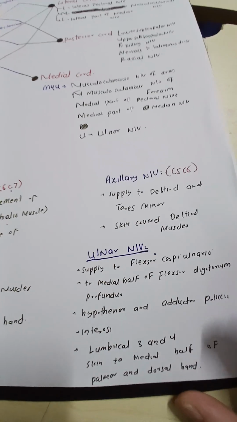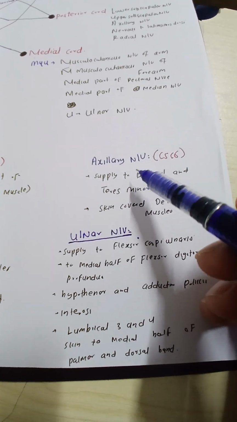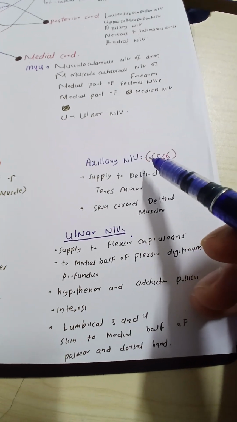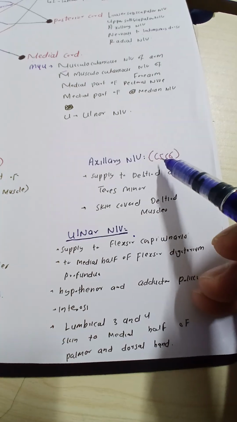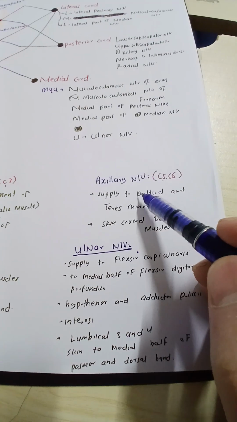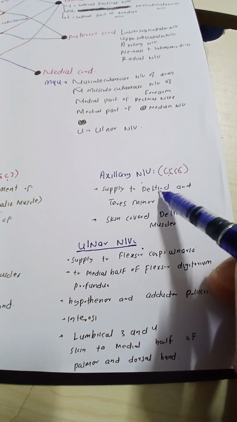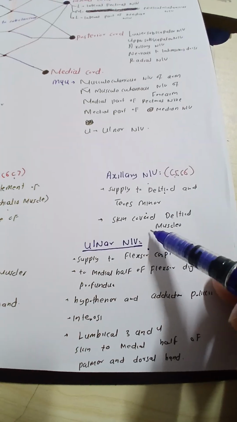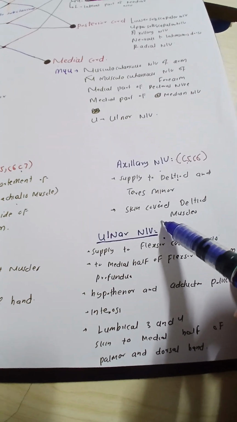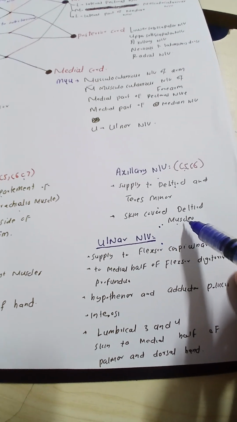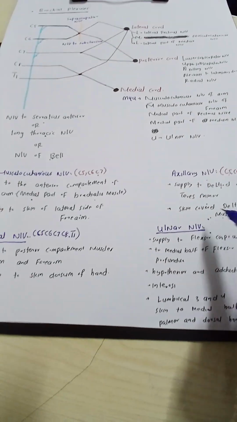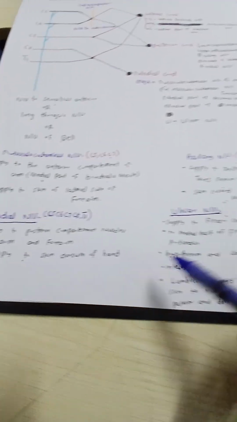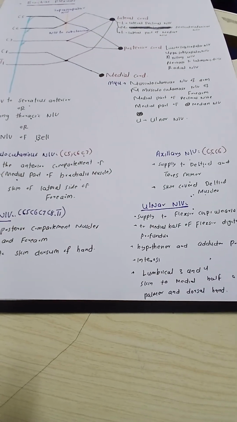Now we have another nerve, which is the axillary nerve. The axillary nerve root value is C5, C6, and it originates from the posterior cord. The axillary nerve supplies the deltoid and teres minor muscle, and its sensory supply is the skin covering the deltoid muscle. In the next video, we will explain the radial nerve and ulnar nerve, and also we will explain the median nerve.